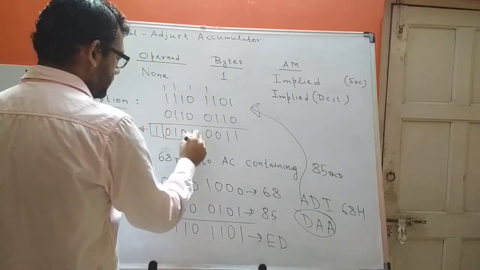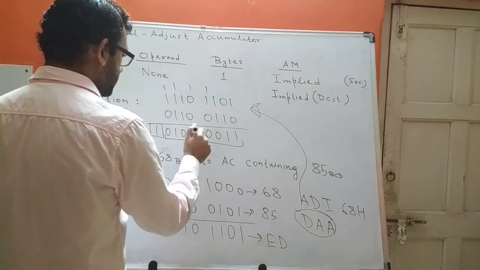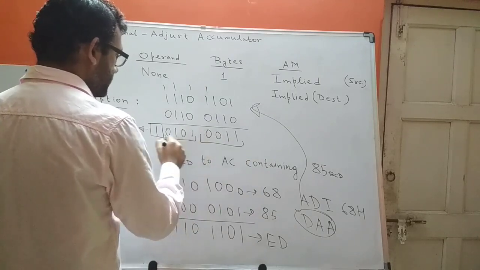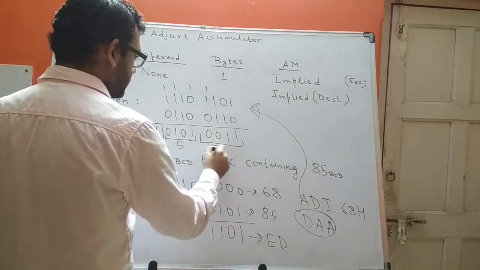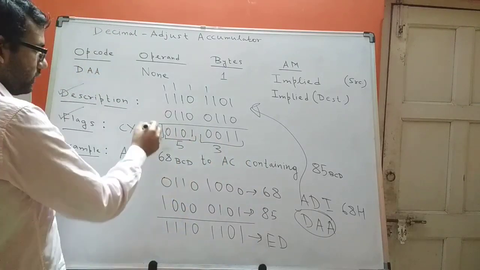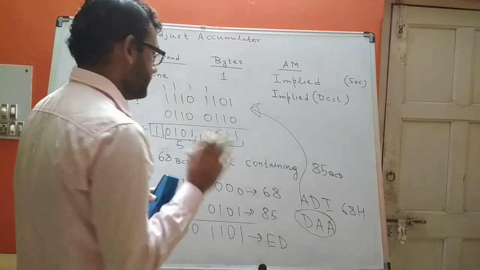But look at the 8-bit result that I've got. The 8-bit result is a valid BCD number now. Look at this. The high order 4 bits is now 5 and the low order 4 bits is now 3, which is a valid BCD number. And of course, I need to keep track of the carry in order to get an accurate result.